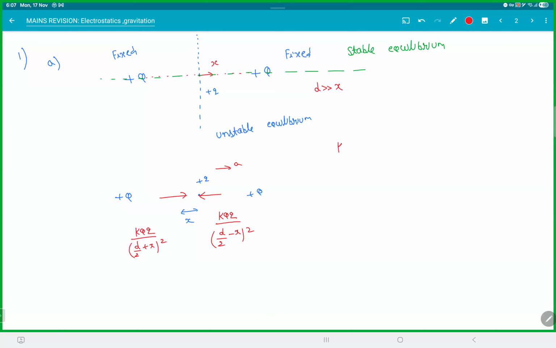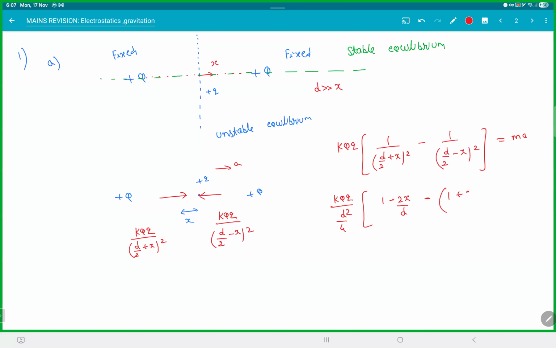So Q times 1 by (d/2 plus x) whole square minus 1 by (d/2 minus x) whole square, that is the net force, equal to mass into acceleration. Take d by 2 common, and since x is very, very small, you can do binomial approximation. This will become Q by d square by 4, and this one, when it goes up, will be 1 minus 2x by d, minus 1 plus 2x by d.